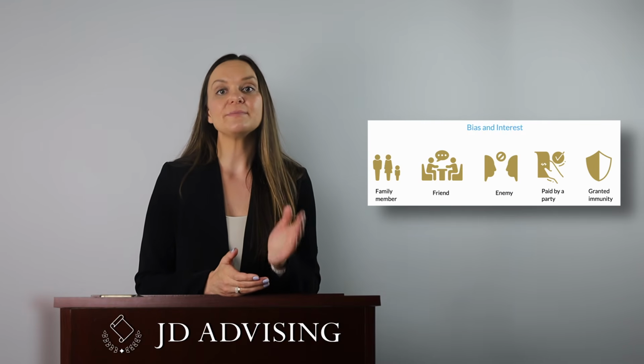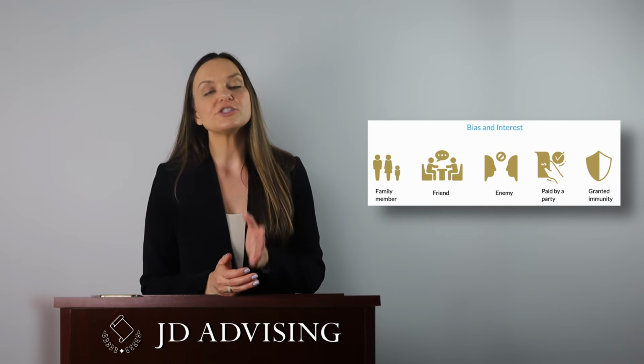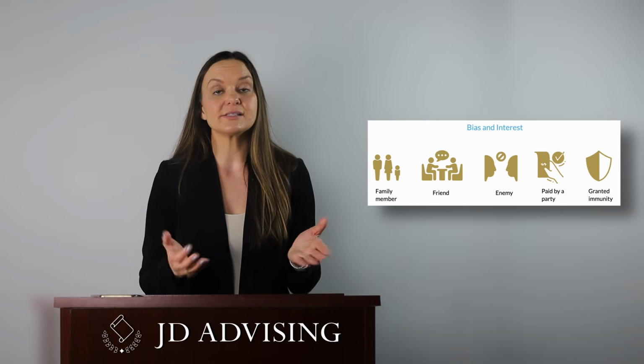Next is impeachment by bias. Evidence of bias can be used to show that the jury should not believe the witness because they're biased.